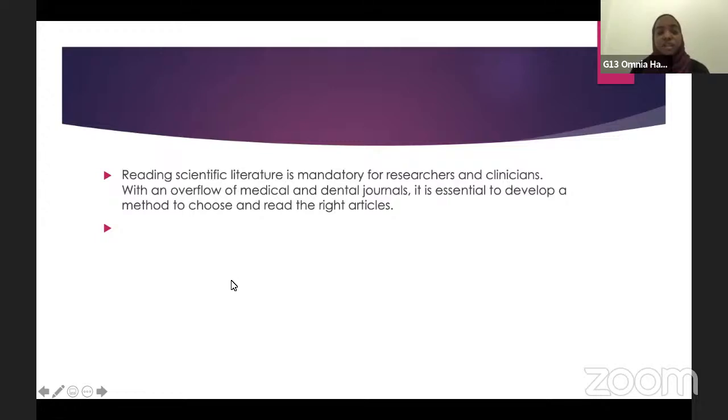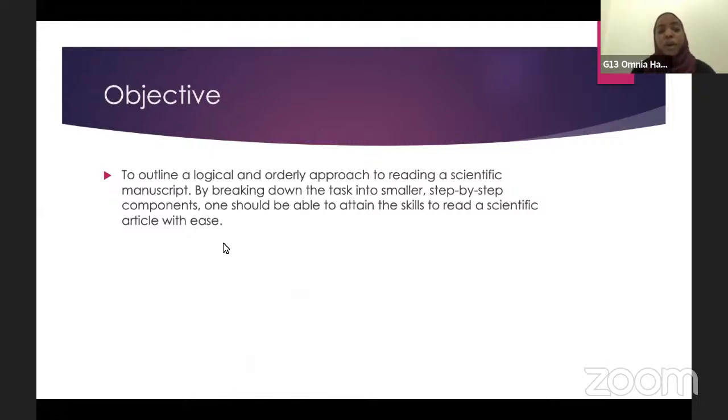Reading scientific literature is mandatory for researchers and clinicians. With an overflow of medical and dental journals, it's essential to develop a method to choose and read the right articles. So my objective is to outline a logical and orderly approach to read a scientific manuscript by breaking down the task into smaller step-by-step components. One should be able to attain skills to read a scientific article with ease.